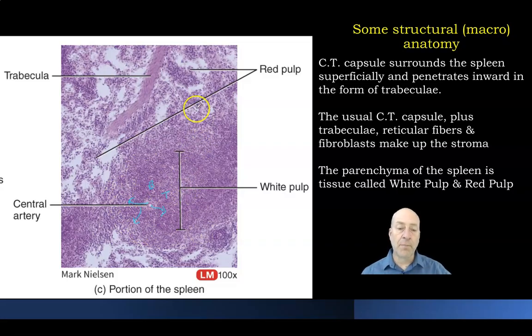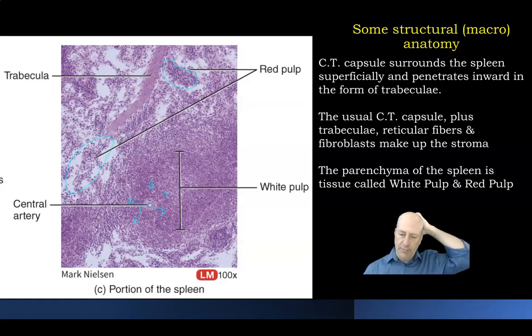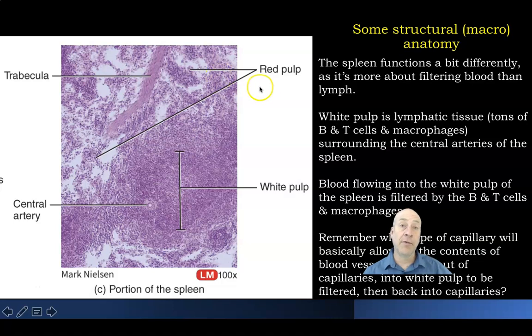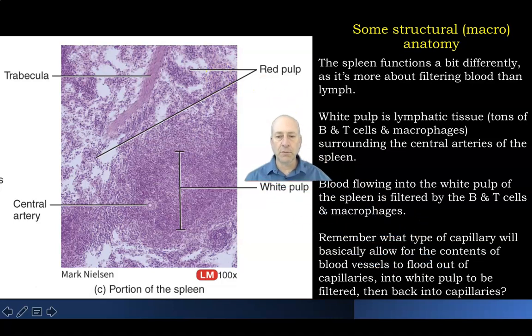The other parenchymal aspect of the spleen is the red pulp, and I'll outline a couple sections of red pulp. And what is the red pulp doing? Well, the red pulp is going to be pulling out the red blood cells, because we've talked about this back in 40B. So again, the spleen functions a little bit differently because it's filtering blood, not lymph.